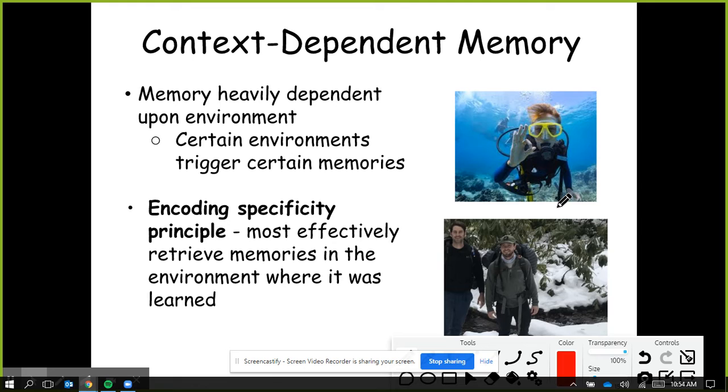This is called the encoding specificity principle, which is where we remember things the best when we're in the environment where we learned them. And when we're out of that environment, it can be harder to retrieve memories. For instance, has anybody ever run into a teacher outside of school?